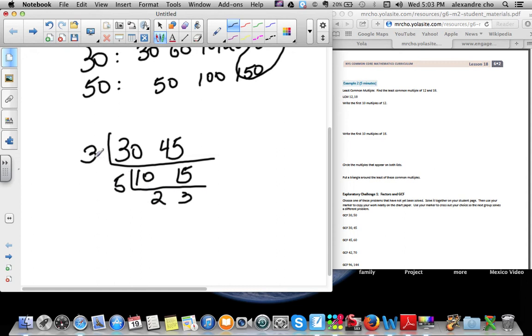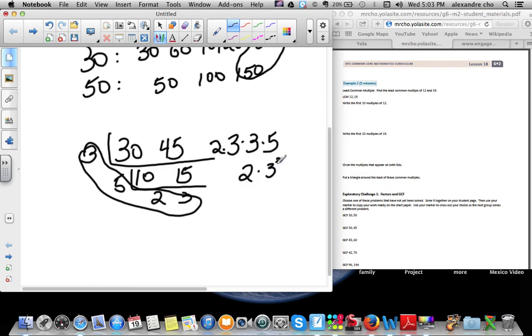And LCM, when doing it in this method, hopefully you remember, it's all these numbers multiplied. So you've got 3 times 3, oops, and I forgot the 2. 2 times 3 times 3 times 5, which in this case can also be written as 2 times 3 squared times 5. Again, if they ask you to write it in exponential form, that's what you do. And if you multiply, 3 squared is 9, and 9 times 10 would be 90. So the LCM is 90.